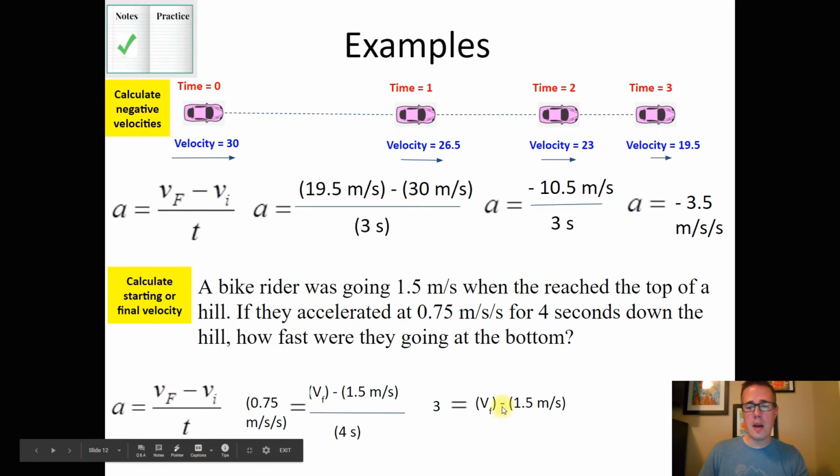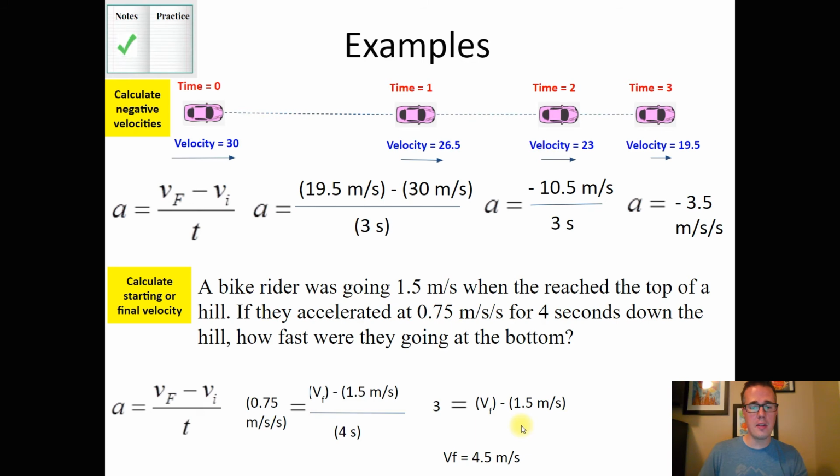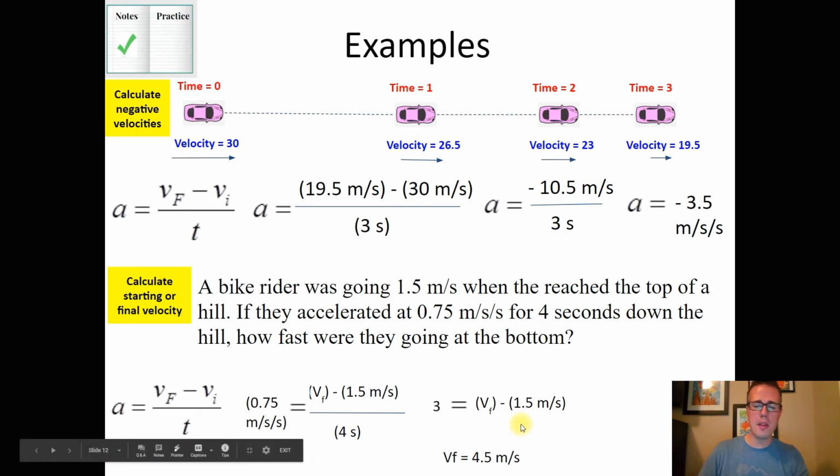Now we have to get rid of this minus 1.5. So to undo that, we have to add 1.5 to both sides of the equation. When we do that, we're going to get our velocity final at 4.5 meters per second. So we've just found out that the bike at the bottom of the hill is going 4.5 meters per second.